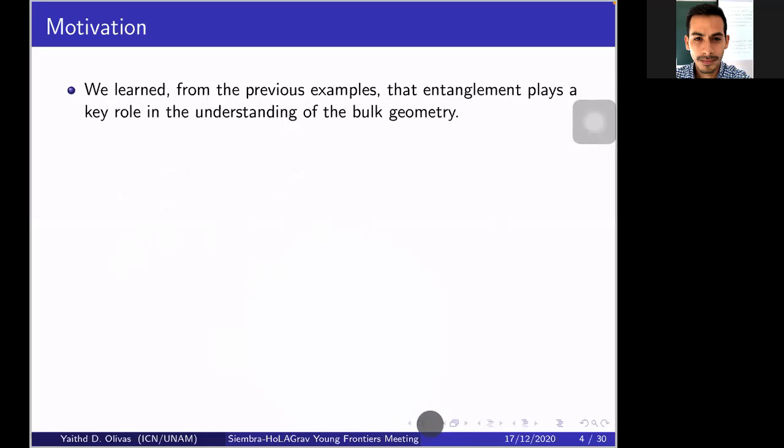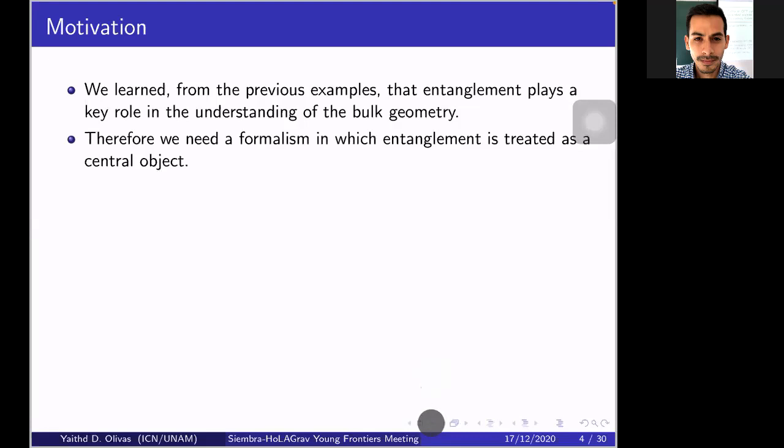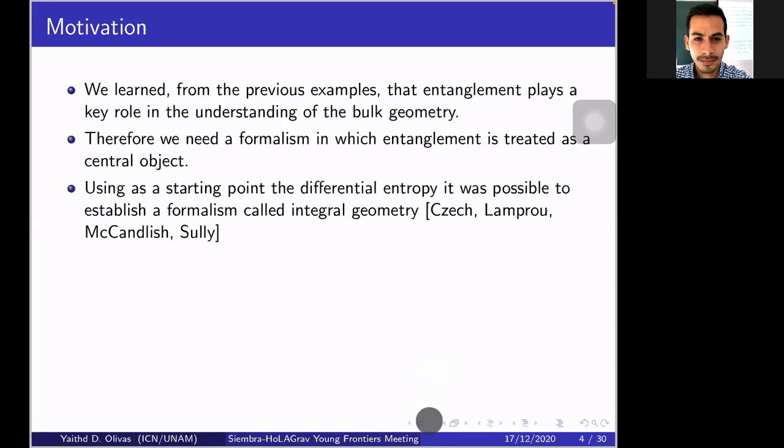I don't have to say that entanglement plays a key role in understanding the bulk geometry. Therefore, we need a formalism in which entanglement is treated as a central object. Using as a starting point the differential entropy formula, it was possible in the static case to establish a formalism called integral geometry by these people. The main result of this formalism is that essentially we can compute the length of a closed curve in the bulk as an integral over the geodesics that intersect this curve.